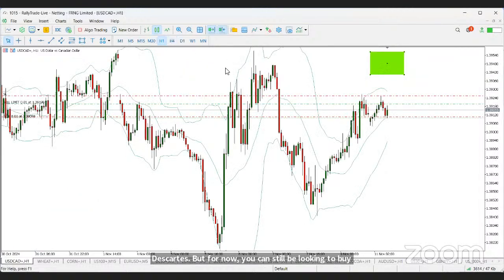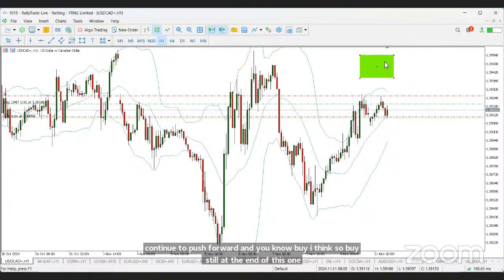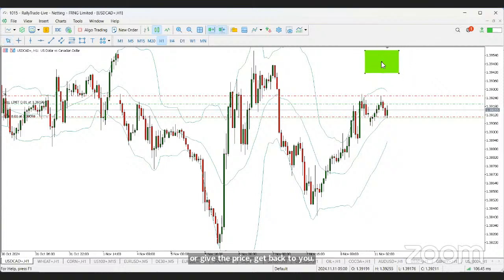So on the 1 hour front, you can continue to push forward and buy. I think buy is still ideal on this one until the price gets back to this painted region, where you can now click on sell. I think the price will begin to drop from there. All right, and that's for USD CAD.